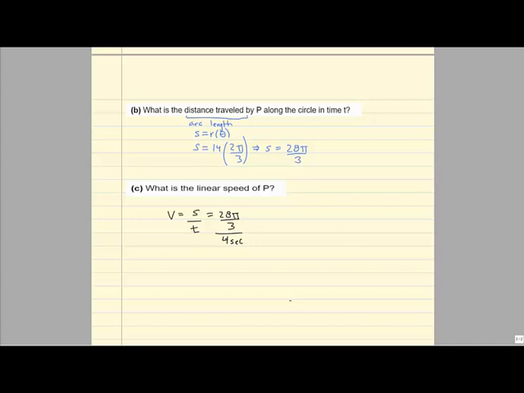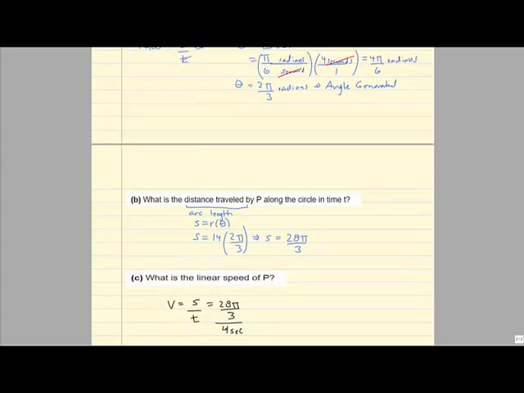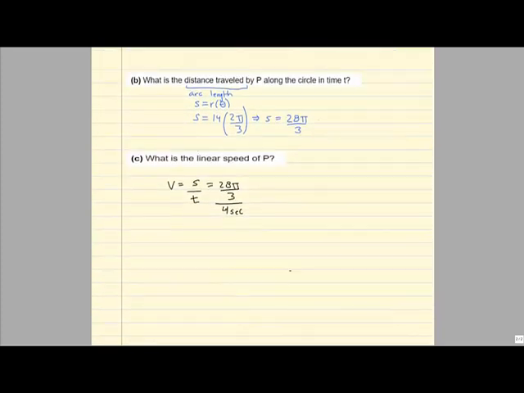Okay, so if we come back up to part B, distance traveled, I should have some units on that, and it should have been centimeters, because that's what we were given. So this would have been centimeters. Now when I'm working through this problem, this is going to be centimeters here.